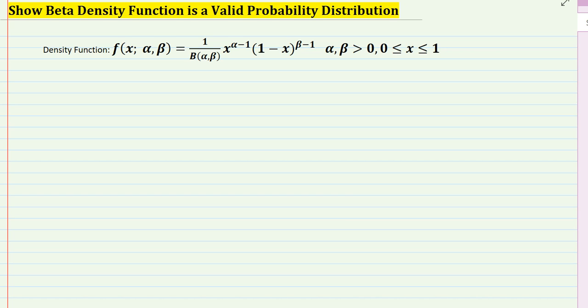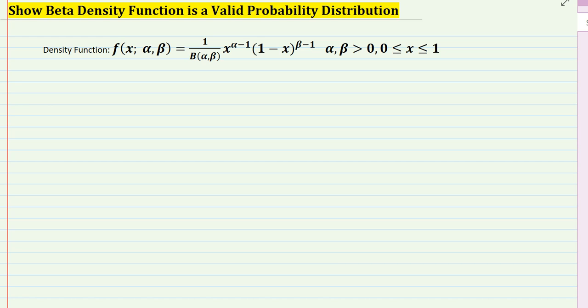Hello everyone, so we want to show the beta function is a valid probability density function. I have written down the form of the density function, which is given by 1 over B(alpha, beta), those are the parameters of the beta function, times x to the alpha minus 1, times 1 minus x to the beta minus 1. And the alpha and beta, which are commonly known as shape parameters of the beta distribution, are both positive, and the domain of random variable x is between 0 and 1.